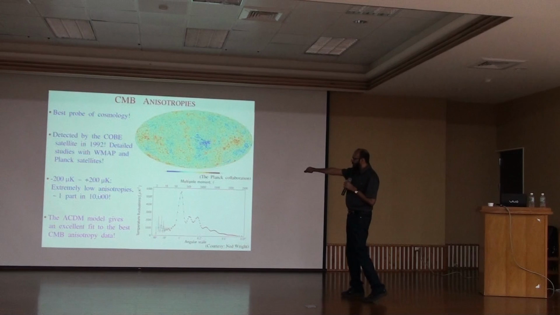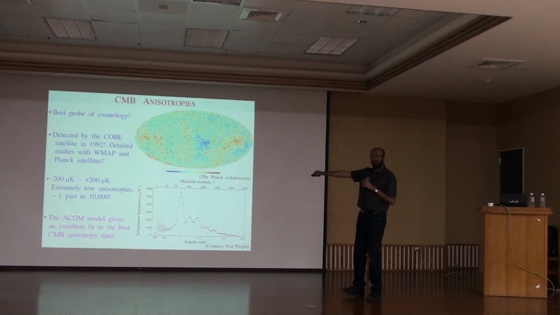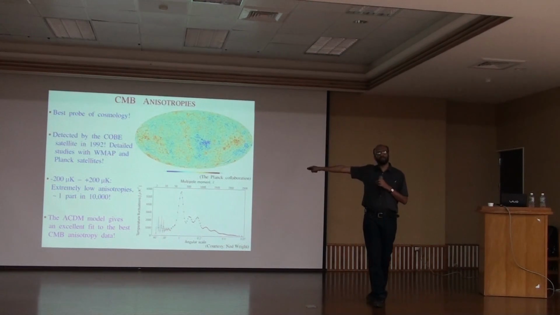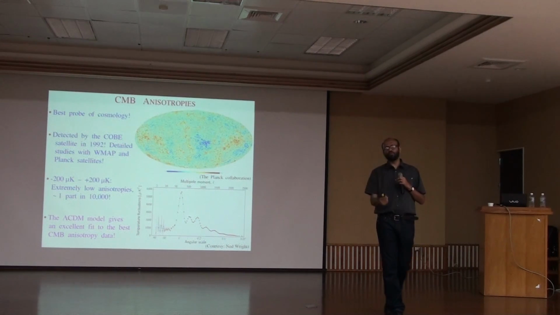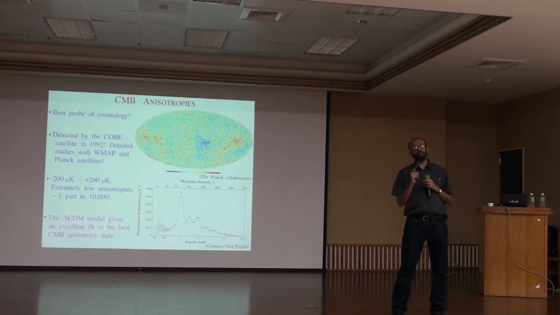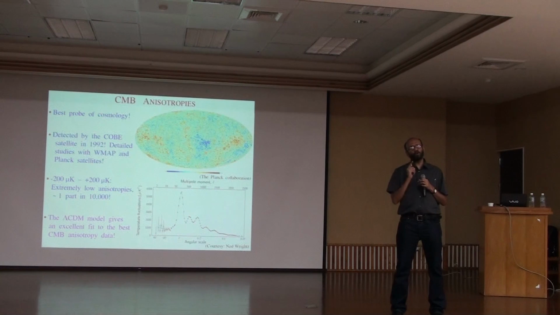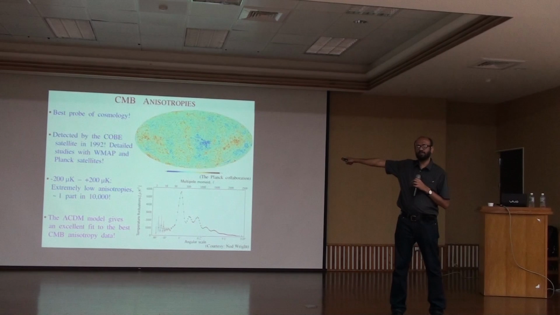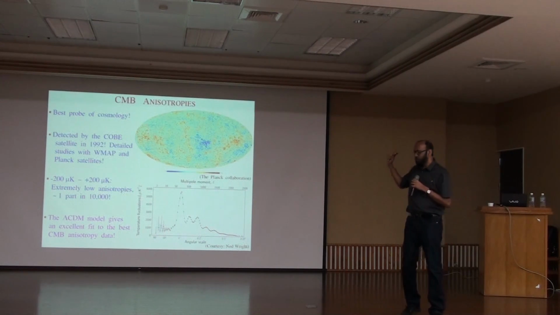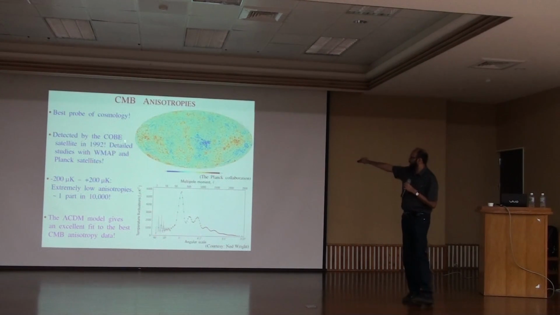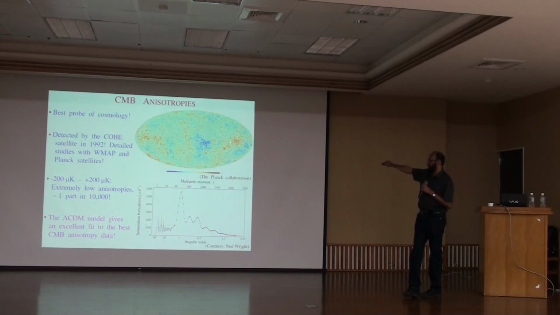So the anisotropies are tiny, they're 1 part in 10,000. But these anisotropies were predicted in the 1960s. You must have anisotropies of 1 part in 10,000 at least in order to form galaxies today. If you don't have such anisotropies, you cannot form galaxies. And that's for a reason we'll see in a minute. So today, the microwave background data are our best probe of cosmology.